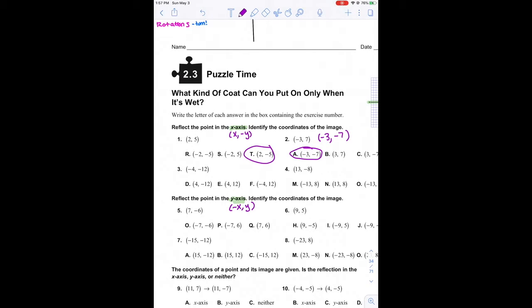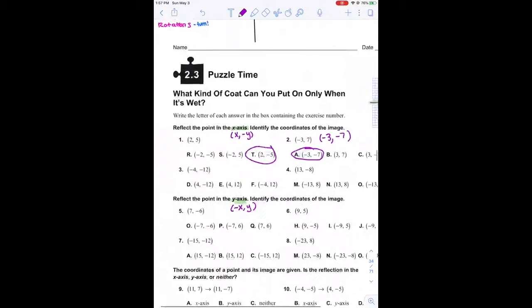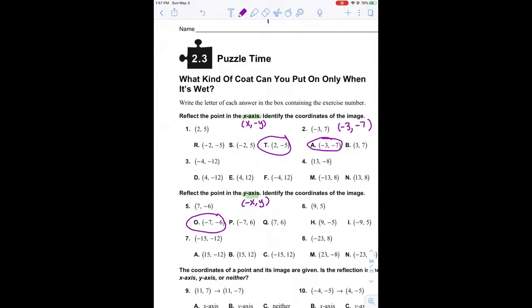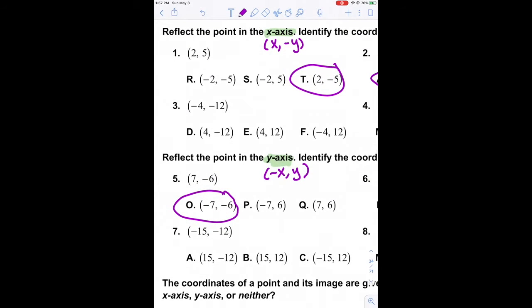So if you look at the two rules together, whatever axis you're flipping over, that coordinate gets locked in. When you're reflecting over the x-axis, x is locked in. When you're reflecting over the y-axis, y is locked in. The other point becomes the opposite. So we said that the answer to that was -7, -6. That would be this choice right there. And the rule worked. 7 became -7, and -6 was locked in.